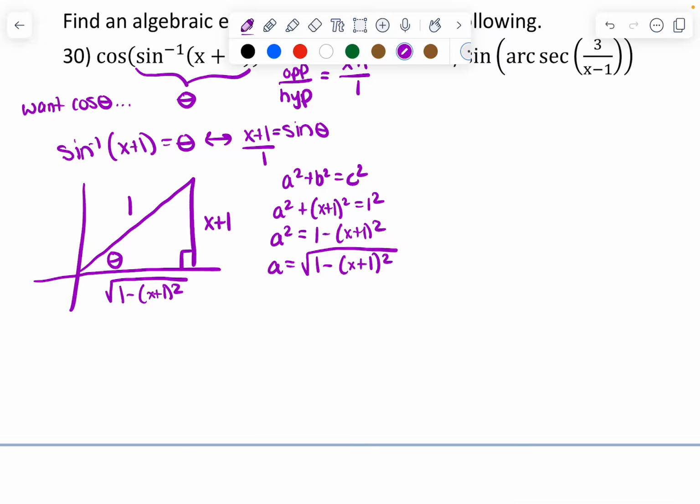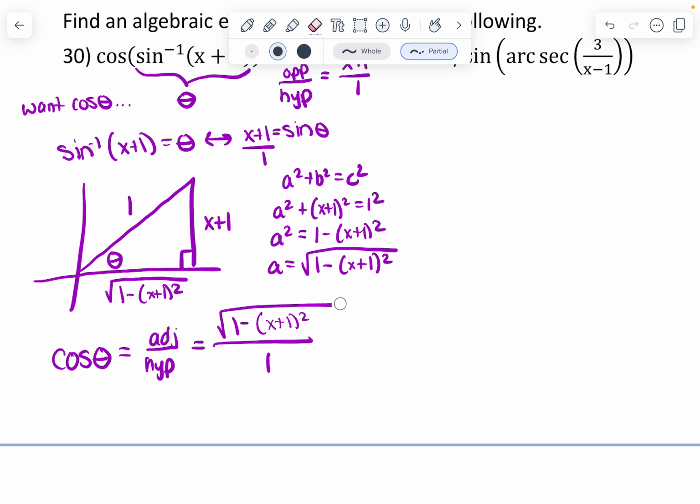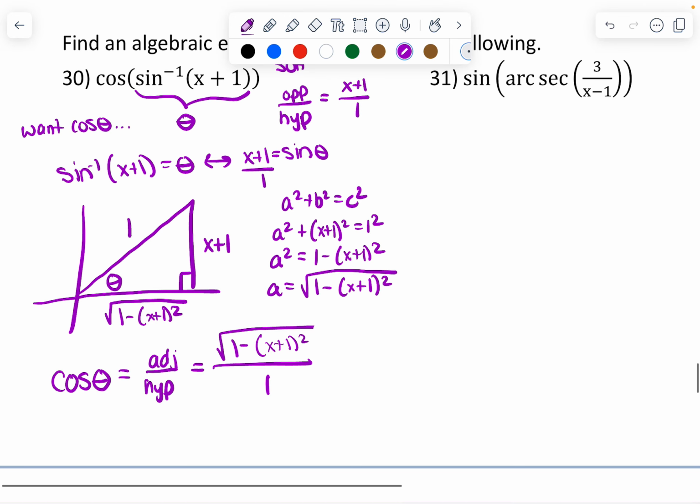Now that we have the 3 sides for our triangle, we'll work our way out to cosine. So cosine theta is equal to adjacent over hypotenuse, which is the square root of 1 minus x plus 1 squared all over 1, which the 1 isn't necessary, but I'd rather do it to stay consistent with the ratio for cosine.